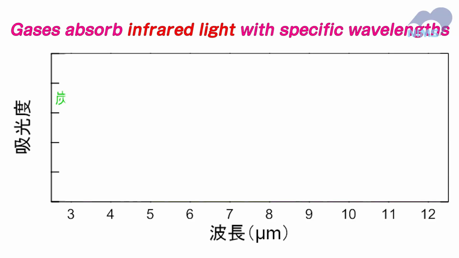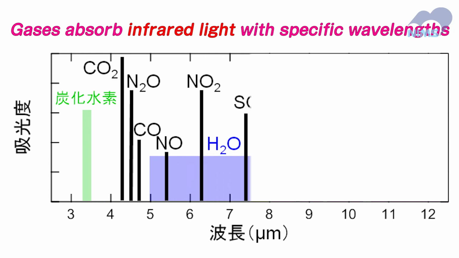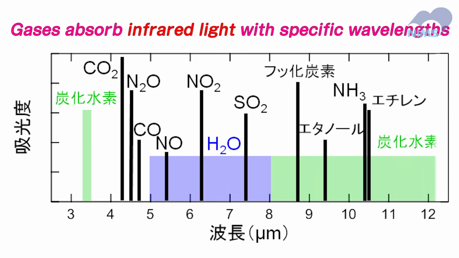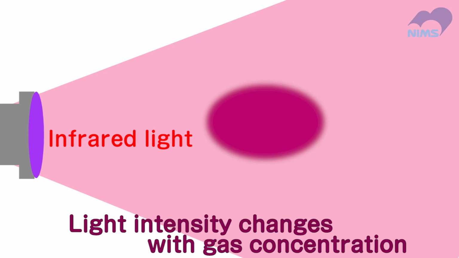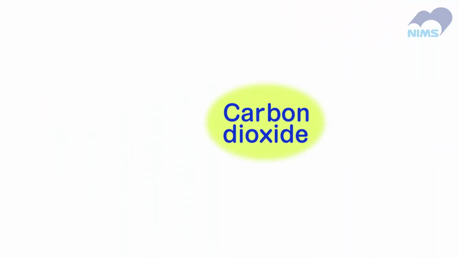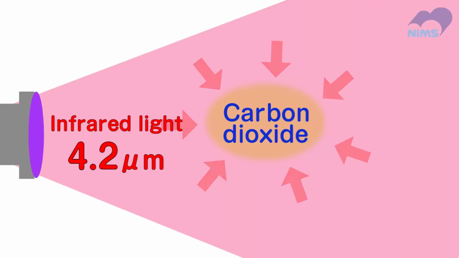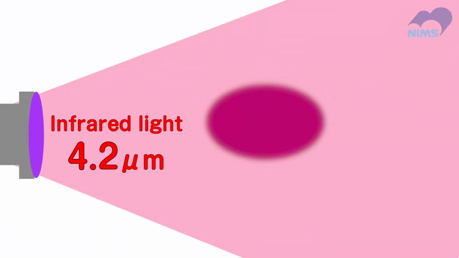As you may know, different gases absorb infrared light with different specific wavelengths. Thus, the infrared camera produces an image with bright and dark patterns, in proportion to the gas concentration. Carbon dioxide gas absorbs infrared light with a wavelength of 4.2 micrometers. If we can focus on just this wavelength, we can produce a clear, high-contrast map of carbon dioxide concentrations.